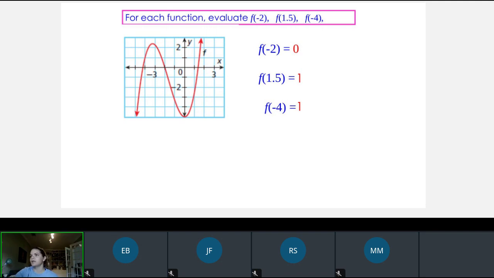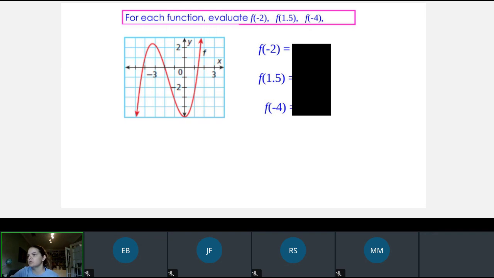Alrighty, so let's start with this review. I'm going to do this first slide, and then y'all will do the second one. It says for each function, evaluate f of -2, f of 1.5, and f of -4. Those were already on there, but how do we find f of -2? Remember that this f of is really f of x.